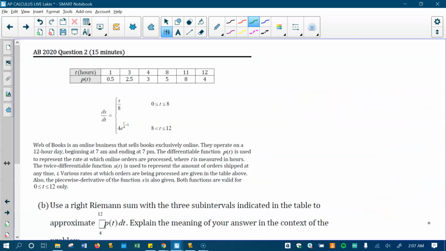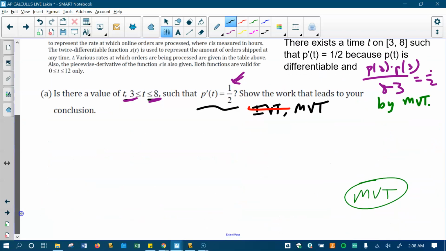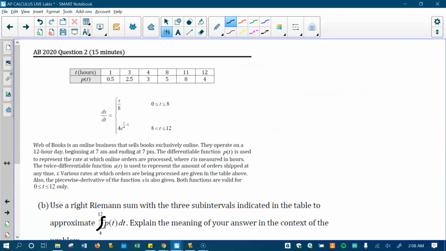Let's go on to B. Now it says use a right Riemann sum with the 3 subintervals indicated in the table to approximate, and this is supposed to be an integral here, the integral from 4 to 12 of p of t. Explain the meaning of your answer in the context of the problem. And by the way, I didn't show you, our answer is correct if this was an MVT question.